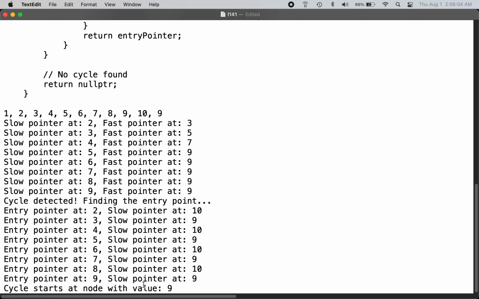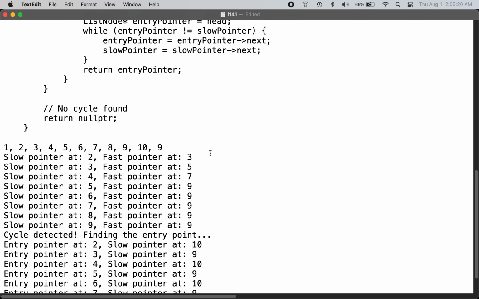And so when the entry pointer goes one step at a time, even though the slow pointer goes around the cycle multiple times, because of that offset they meet at the entry point itself. So it can be mathematically proven, and that's it.